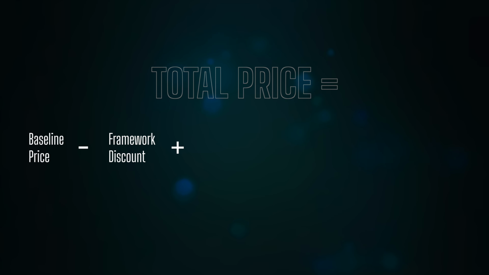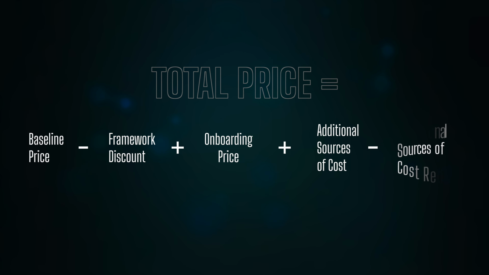Pricing mechanism. So to help with this, they use what they call their mechanism for establishing price. It sounds worse than it is. It's basically them saying, you provide the numbers and we'll do the maths. Boom. And here's the formula. Total price equals baseline pricing less framework discount plus onboarding price plus cost increasing factors less cost decreasing factors. So let's break this down and take a look at what each one is.